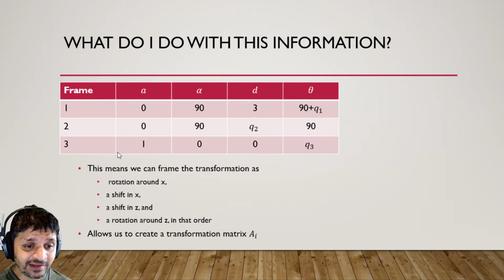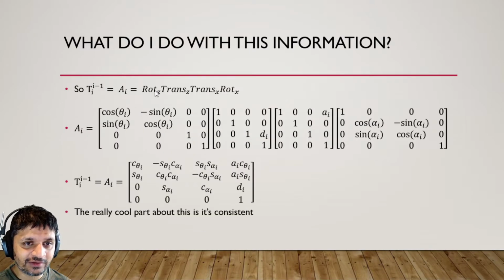And this allows us to create a transformation matrix, Ai, right? We said it's a rotation around Z, a rotation around X, a translation along X, a translation along Z, and a rotation around Z. Remember, we pre-multiply, so the order is in the opposite direction. But when we do that, that means our Ai is equal to our rotation around Z. Remember, we know what that looks like. Our translation along Z, we know what that looks like. Our translation along X, we know what that looks like, and our rotation around X, which we also know. These come directly from the last lecture, but they're known matrices, right?